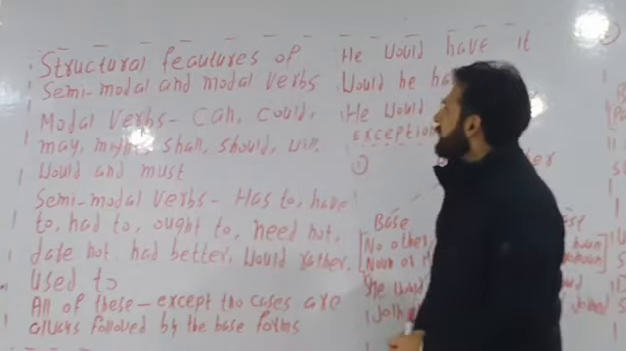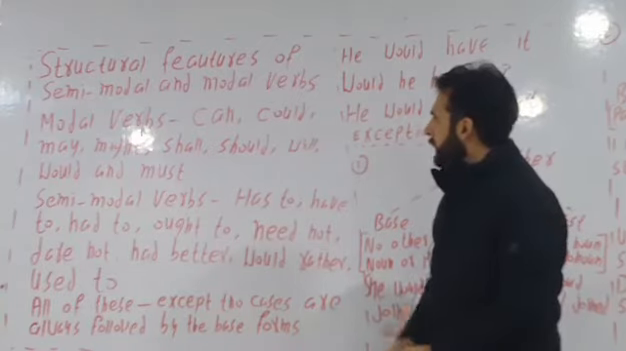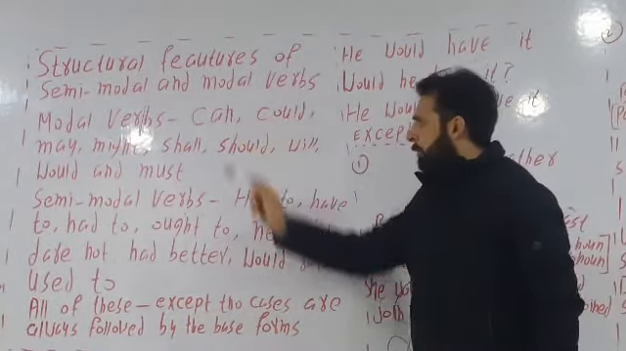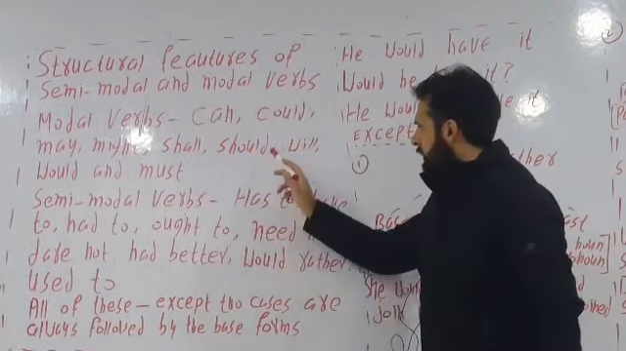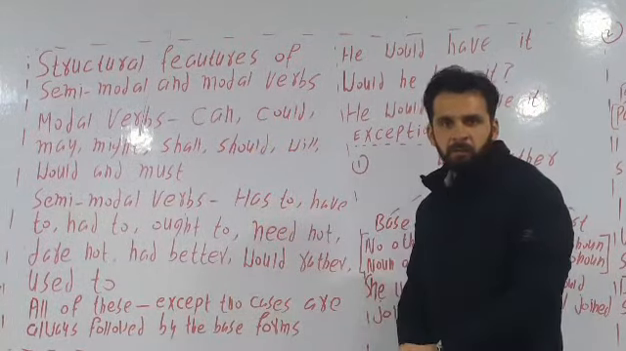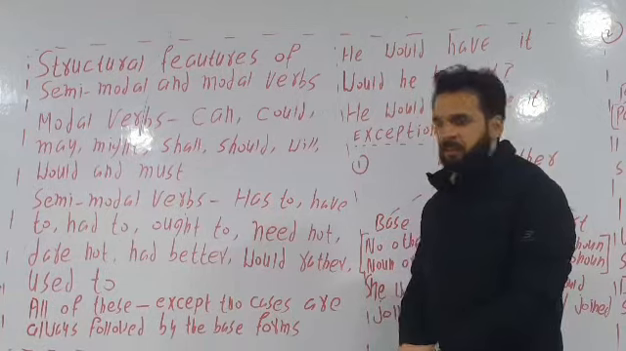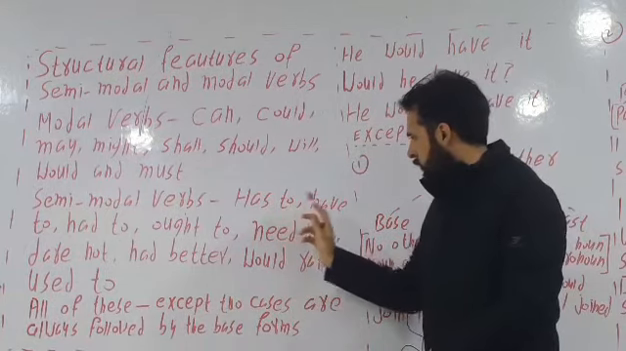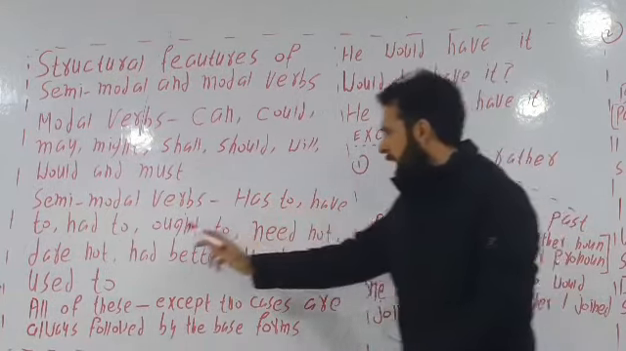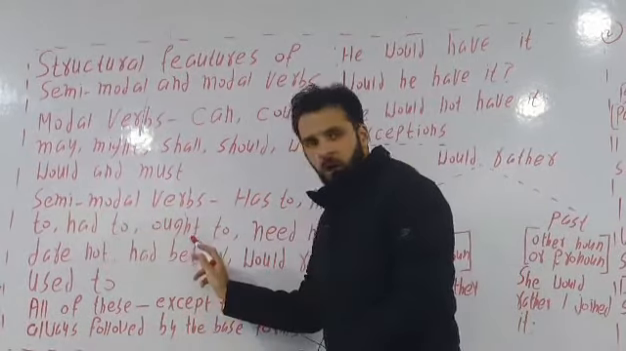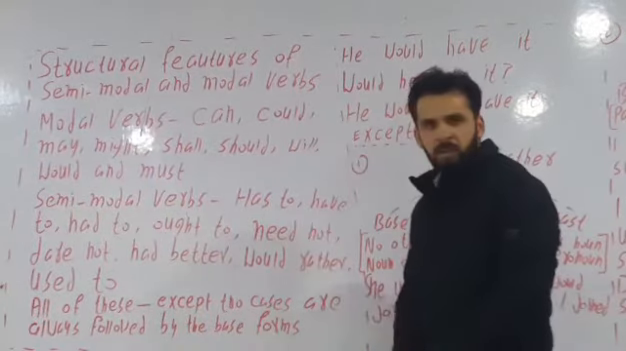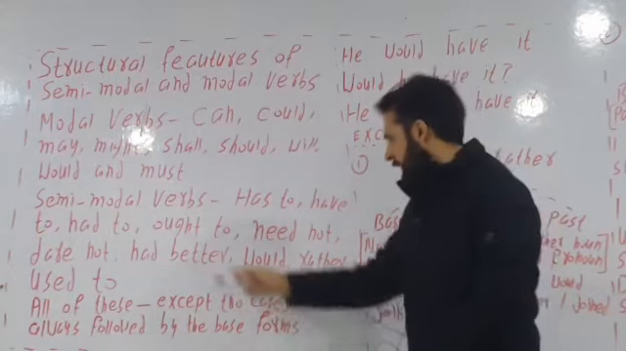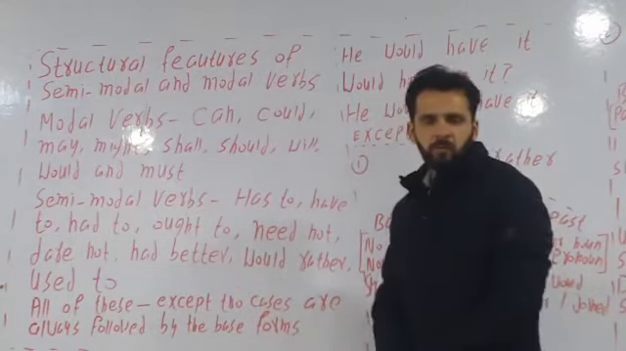In English, the modal verbs are can, could, may, might, shall, should, will, would and must. On the other hand, the semi-modal verbs are has to, have to, had to, ought to, need not, dare not, had better, would rather and used to.